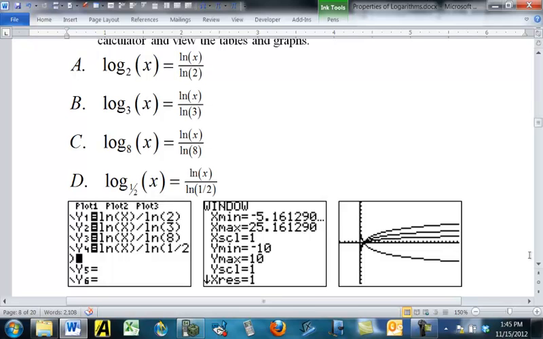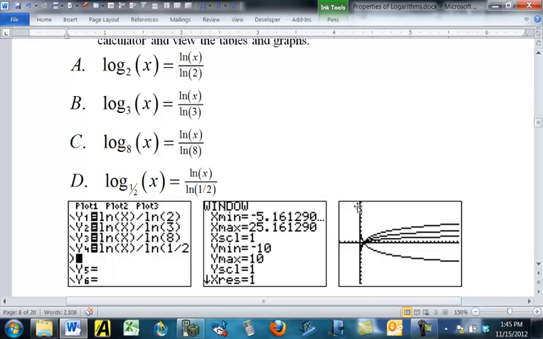I picked some kind of window. This is actually a square window. I think I went from like negative 5 to 25 and negative 10 to 10, and then put a zoom square. I think that is what I did to get this window. So this will be a square window.